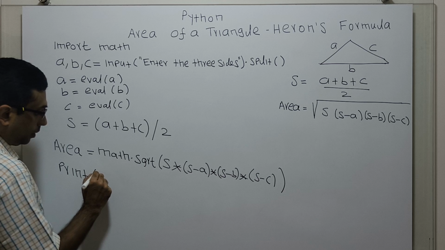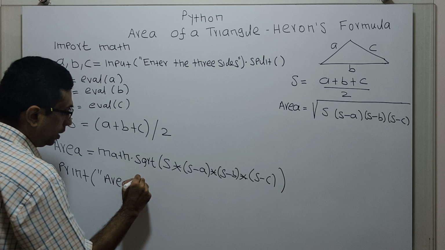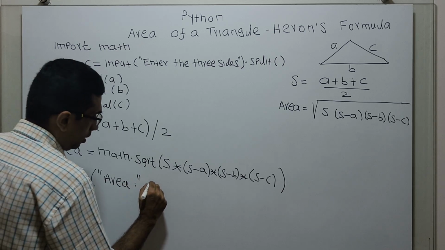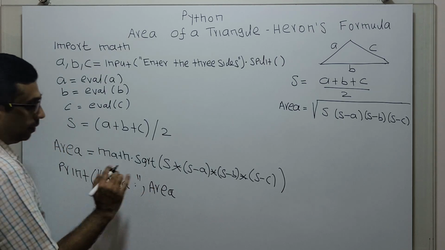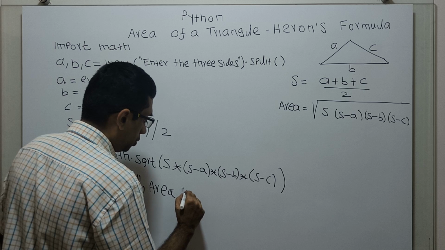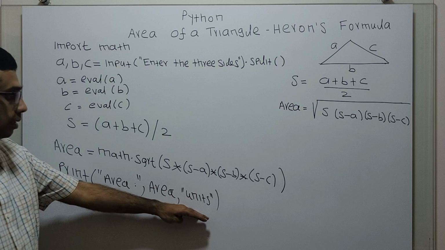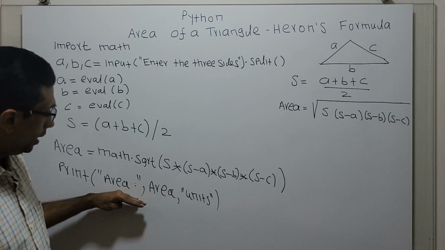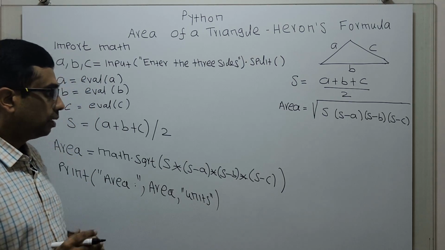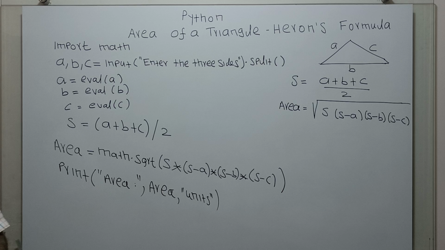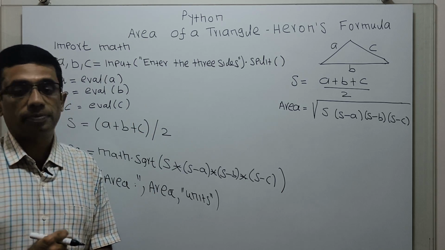Print "area is" as a string, comma, I am passing the variable area, the value stored in area will get printed, comma, "units", this is the measurement. So "area equal to", the value stored in area followed by the string units will get printed. Now we will take a sample input and check how this program works and what the output will be.